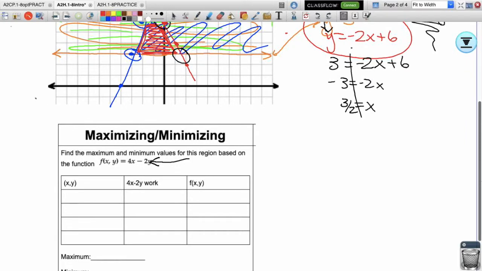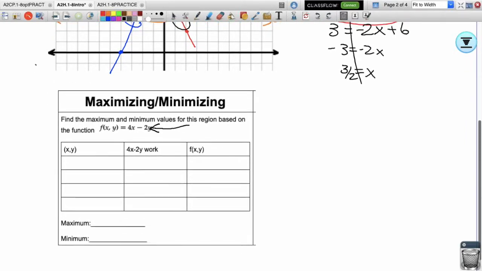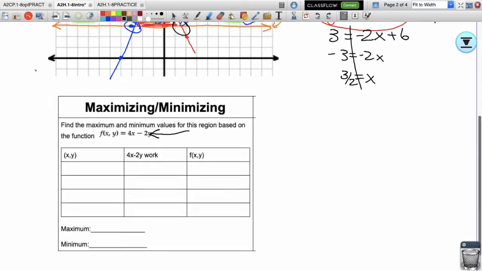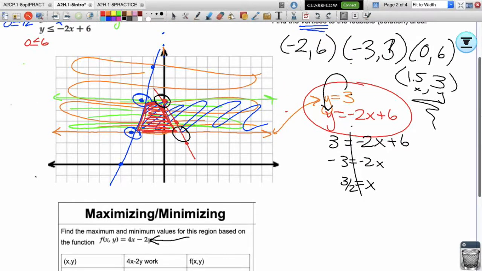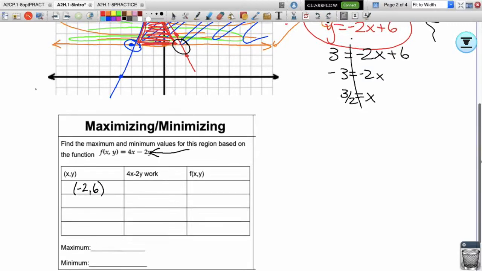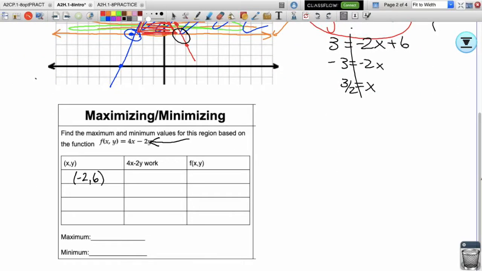To go forward with maximizing or minimizing, we're going to have our profit-loss equation right here. And every one of our coordinate pairs where the vertices happen is a point of interest. So we're going to re-record all of these coordinate pairs into our table. So we had -2, 6. We had the coordinate pair -3, 3. We have the coordinate pair 0, 6. And then the last one we just did substitution for was 1.5, 3.